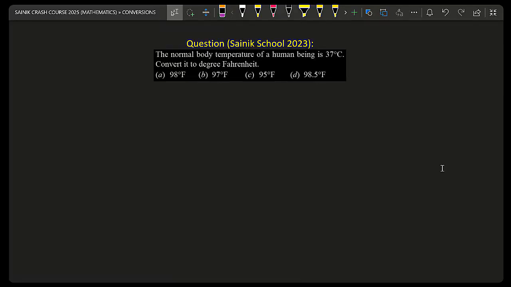Just now I told you one formula for the conversion: C by 5 is equal to F minus 32 by 9. But the given temperature is in centigrade or Fahrenheit? Centigrade. So in place of C, we should use 37, right? So 37 by 5 is equal to F minus 32 by 9.